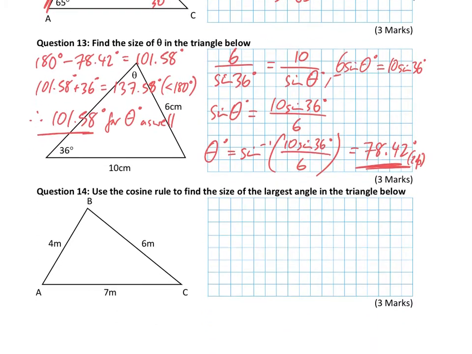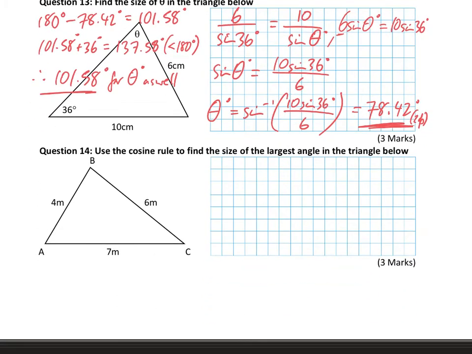Now, moving on. Use the cosine rule to find the size of the largest angle in the triangle below. The largest angle is going to be across from the longest side, so it's going to be that angle there, angle ABC. So this is when you use the cosine rule because it's the included angle.